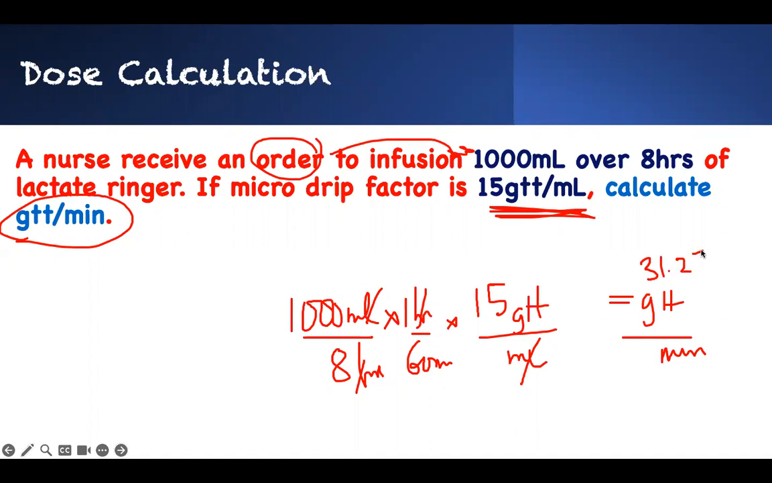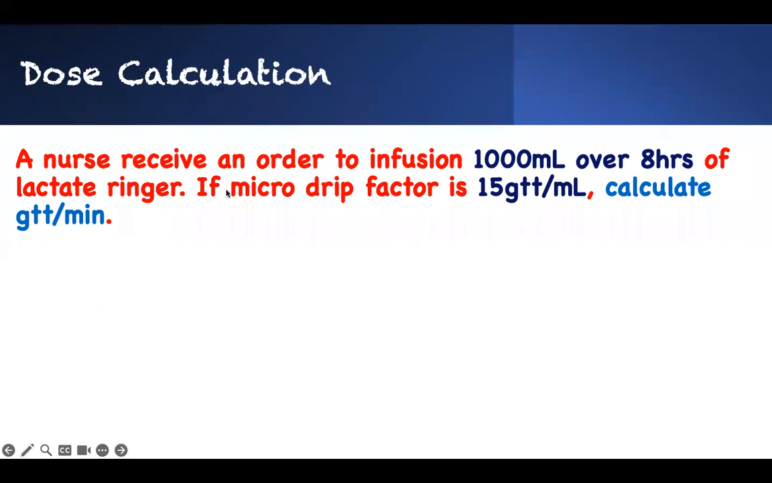31.25. Make sure that on the test, they will tell you to round up to the nearest whole number. Don't write it otherwise, you get it wrong. If they ask you to round to the whole number, it will be 31. There's no 31.25 drip. It will be 31 drip per minute. So be careful. So this is the answer. Are you guys getting it? I hope so. We have 10 of them, so let's do that.